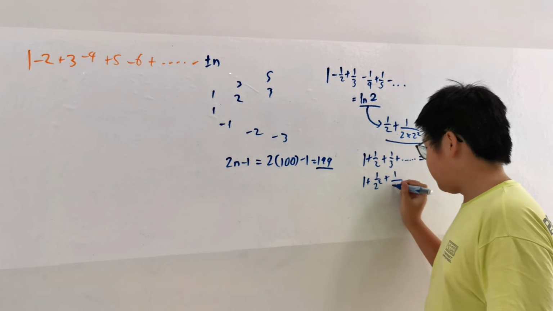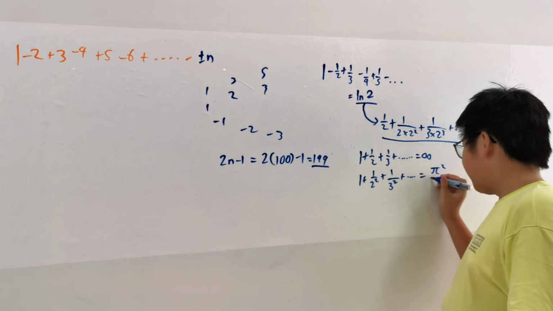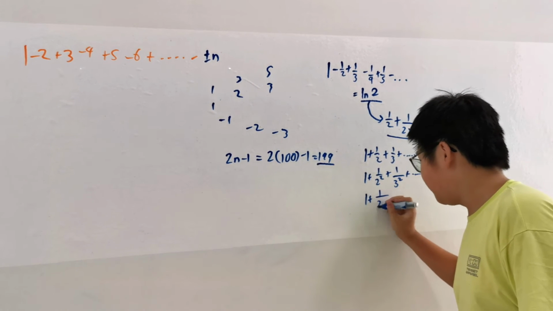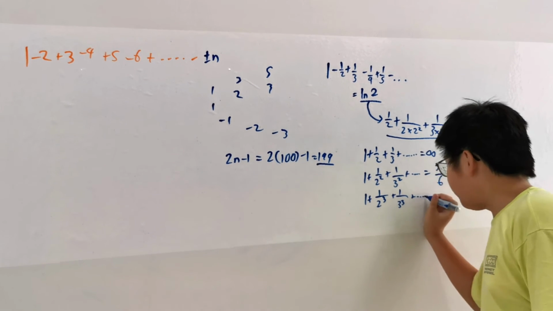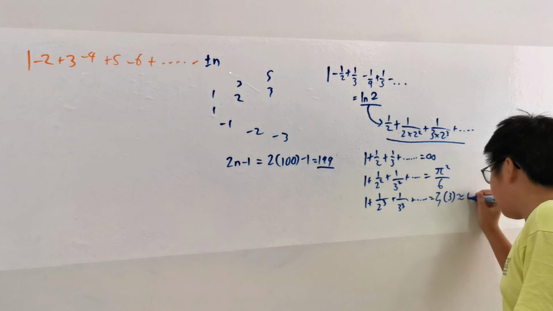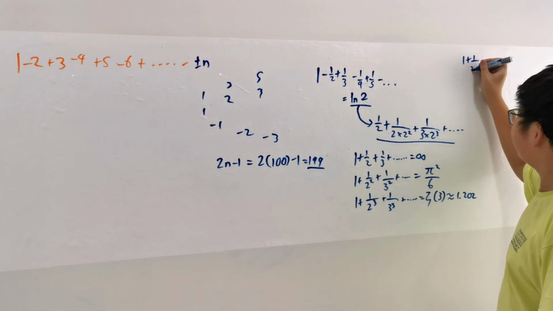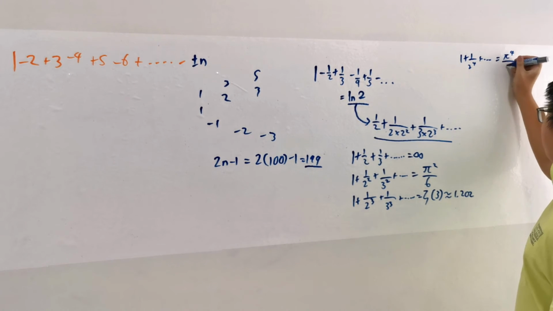But if you do it with the reciprocals of squares, you get pi squared over 6. If you do it with powers of 3, you get what's known as Apéry's constant, or zeta 3, approximately equal to 1.202. If you do it with powers of 4, you will have pi to the power of 4 over 90.